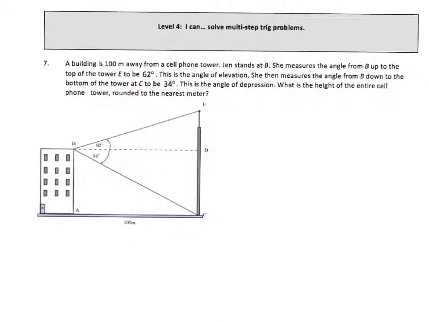All right, level 4. In level 4 we're going to do multi-step trig problems. So we're looking basically at 2 triangles and then adding our 2 answers together. So number 7, a building is 100 meters away from a cell phone tower. So here's that 100 marked down here.